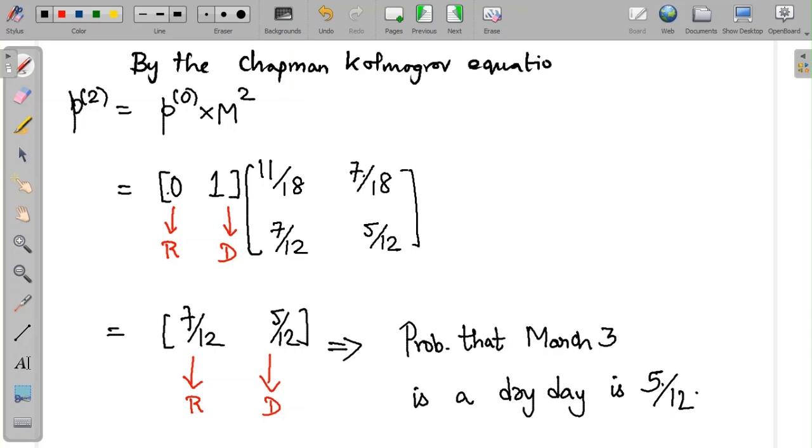To get P2, we just need to multiply P naught with M squared. So P naught is of order 1 by 2, and M squared is of order 2 by 2, so the resulting matrix is also a matrix of order 1 by 2. We get 7 by 12 and 5 by 12. And we know the sequence in which we define P naught is R followed by D. So the first state is the rainy day R, the second state is a dry day D. So we get the required answer to be 5 by 12. So the chance that March 3rd was a dry day is 5 by 12.